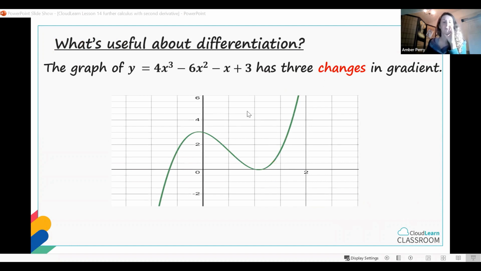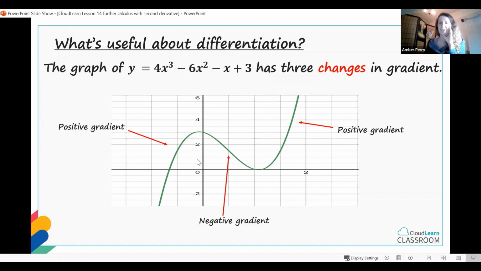Here is the graph of y equals 4x cubed minus 6x squared minus x plus 3, which I think is the one we just differentiated. And it's got 3 changes in gradient, which I talked about just a little bit before. So you can see that at this point, the gradient is positive. At this point, the gradient is also positive. And at this point, the gradient is negative. So there we go.